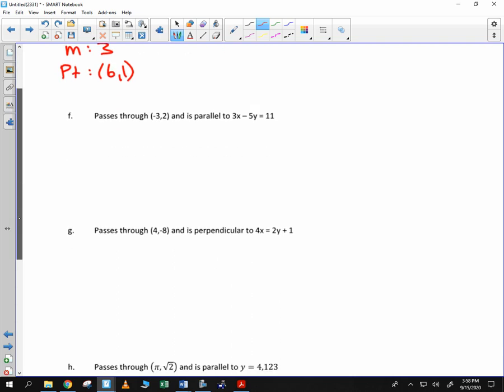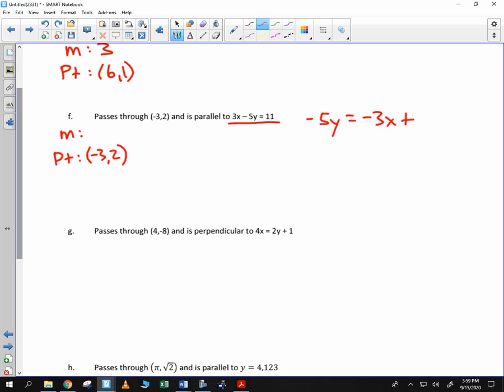I'm going to move on to f instead of writing an equation because I think you all know how to do that by now. Here we need the slope and we need the point. The point is (negative 3, 2). It's parallel to this. I can't just look at that and identify the slope, so I have to put it in slope-intercept form. Subtract the 3x from both sides, and then divide both sides by negative 5. And I get y is 3/5 x minus 11/5.